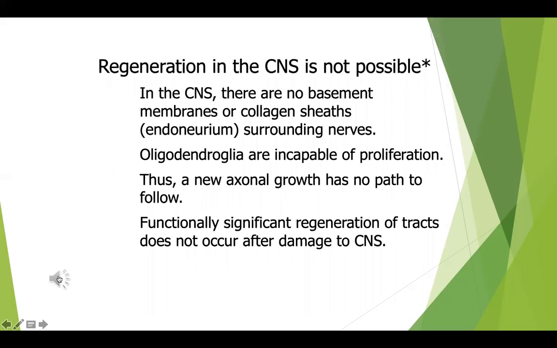In the central nervous system, there are no basement membranes or collagen sheaths or the endoneurium surrounding the nerves. The oligodendroglia are also incapable of proliferation, thus a new axonal growth has no path to follow. So functionally significant regeneration of tracts does not occur after damage to the CNS.